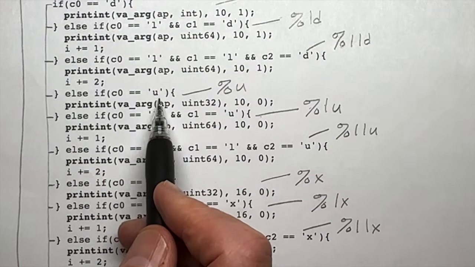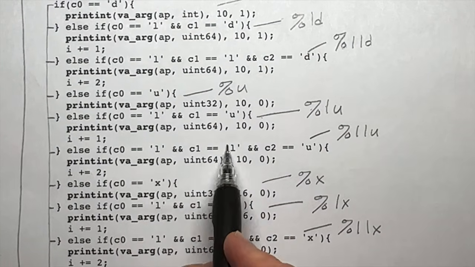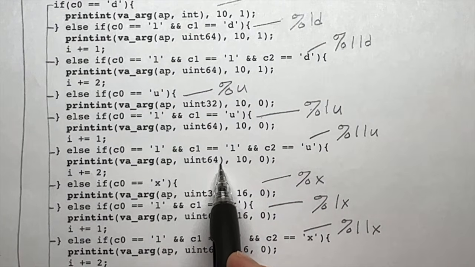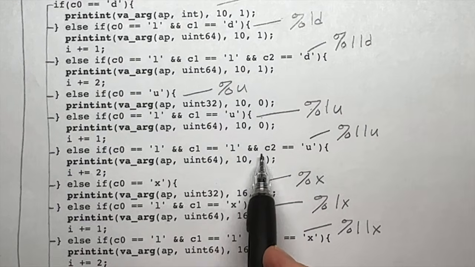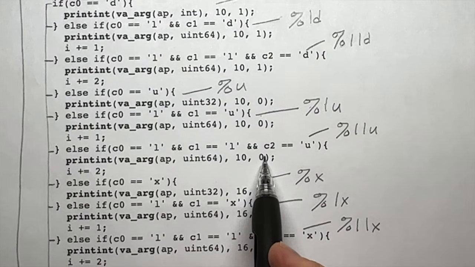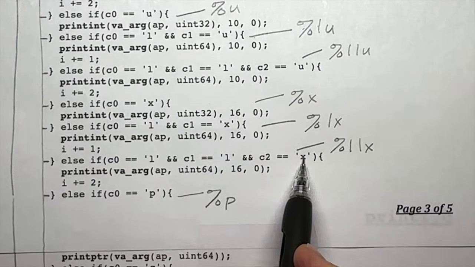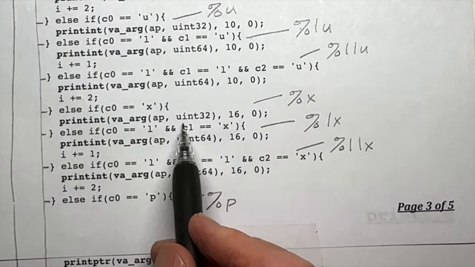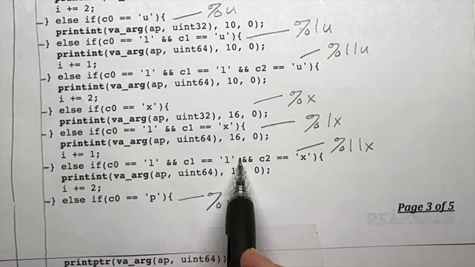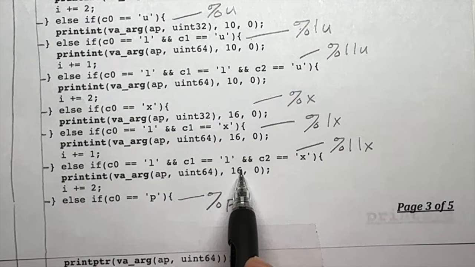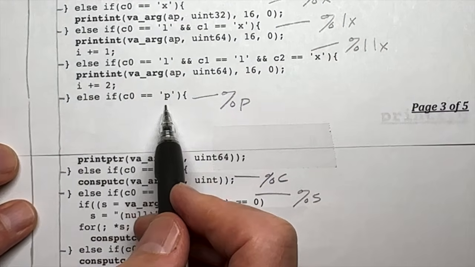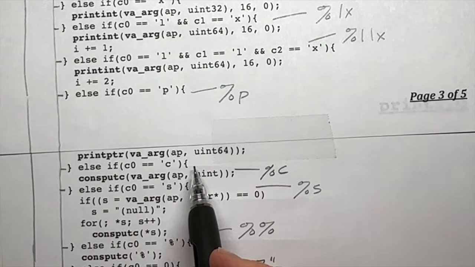We've also got format codes U, LU, and LLU. We handle these the exact same way as we did for signed, except we pass a 0 to the printint function instead of a 1 to indicate that we're dealing with unsigned numbers. Next, we have X, LX, and LLX. These are also handled the same way, except we want to print the number in hex, not decimal. So we pass printint 16 instead of 10 to indicate this, and 0 since we do not want any minus signs.